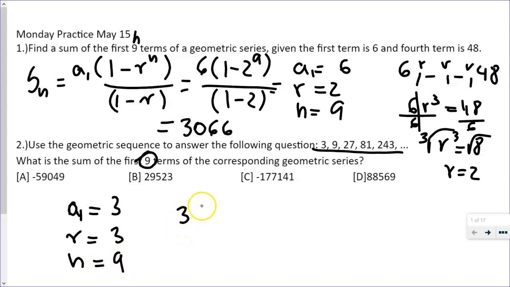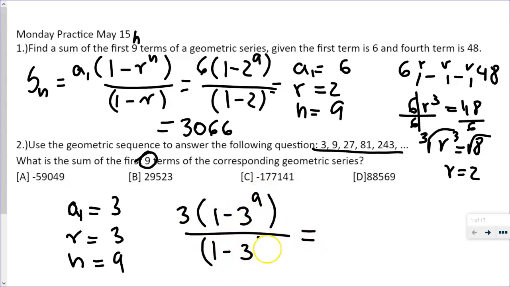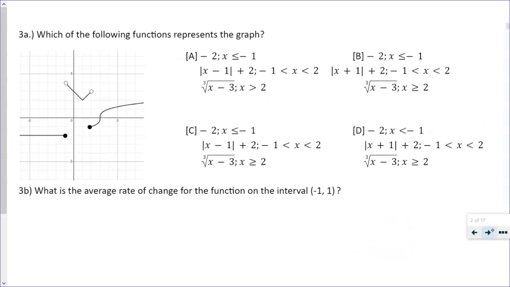Again, the formula: 3 times (1 minus 3 to the 9th power), the whole thing divided by (1 minus 3). Put it in the calculator. Again, keep the bottom in parentheses, and you get 29,523. All right, next question.